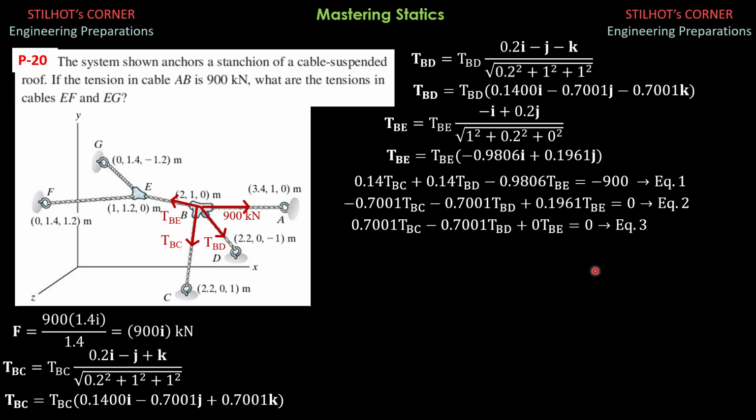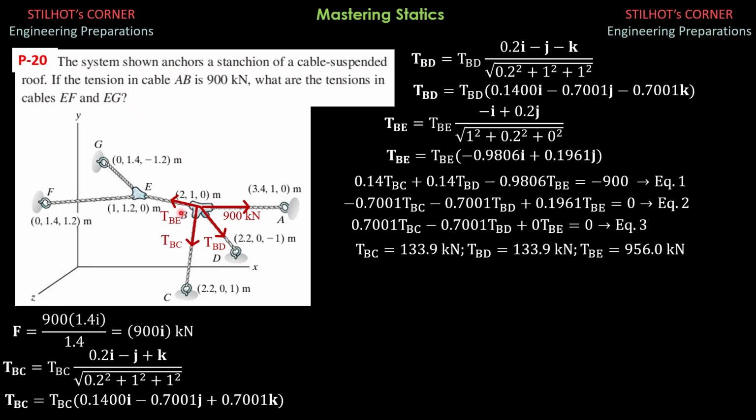Solving these three equations simultaneously, we get tension BC equals 133.9 kilonewtons, tension BD 133.9 kilonewtons, and tension BE equals 956 kilonewtons.